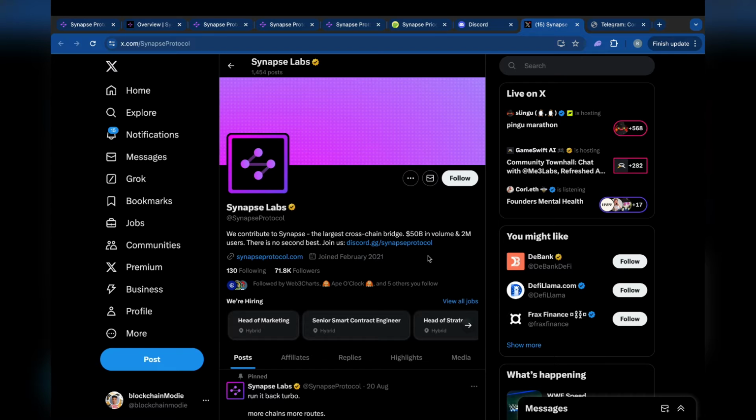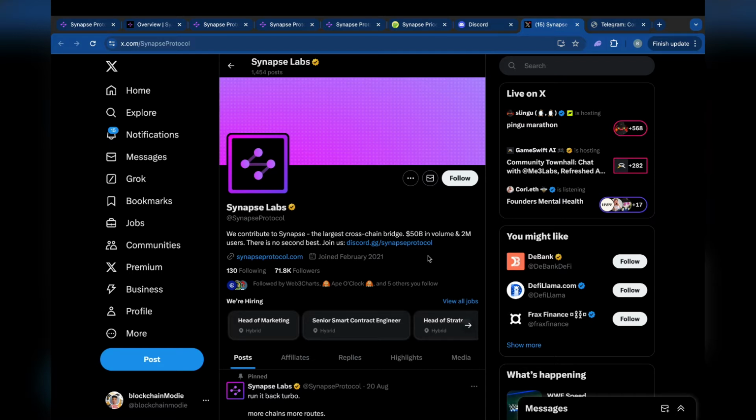Today we're diving deep into a project that is rapidly gaining traction in the crypto space, Synapse protocol. If you're into cross-chain solutions and looking for a way to build or transfer assets across blockchains seamlessly, this is a project you should definitely know about. So let's get into it.